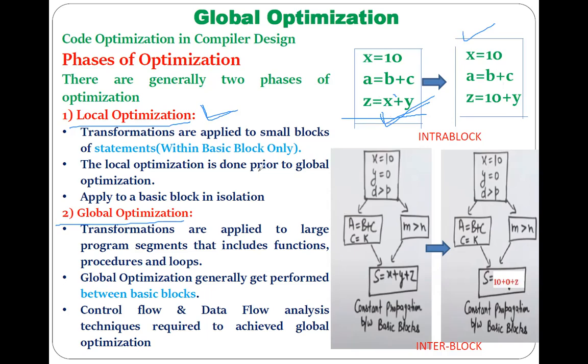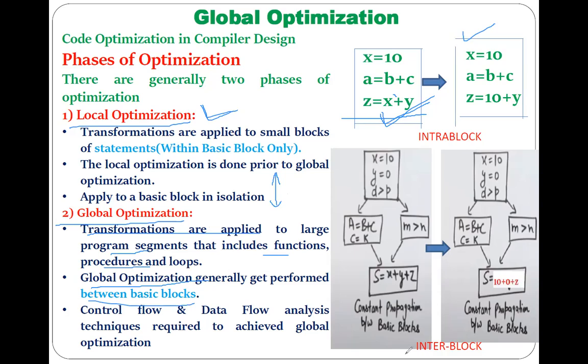Global optimization. As compared with local optimization, global optimization is slightly opposite to that. Here changes, transformations or modifications are done in a large program segment, which includes functions, procedures and loops. In general, we can say global optimization is performed between the basic blocks. What does between the basic blocks mean? When you do the modification, and during that modification you have to interact with multiple basic blocks, then that particular optimization is called a global optimization.